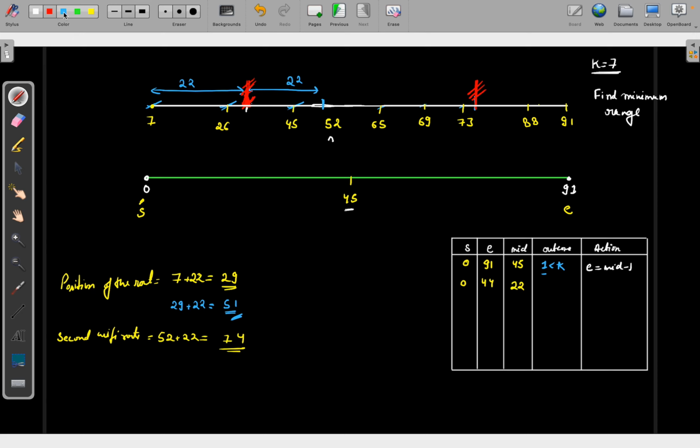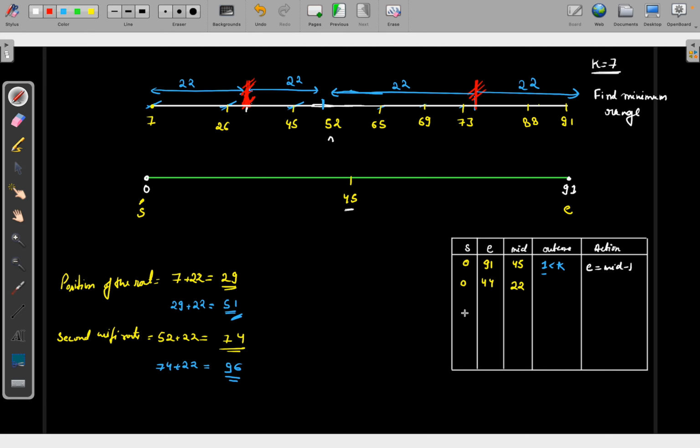Okay. So 74. Basically, if I subtract 22 from here, 52 house will get Wi-Fi, right? And what will the last range be? So 74 plus 22, that will be 96, right? So it will go till here, 96, 22 here, right? So two Wi-Fi routers required, but the range is 22.